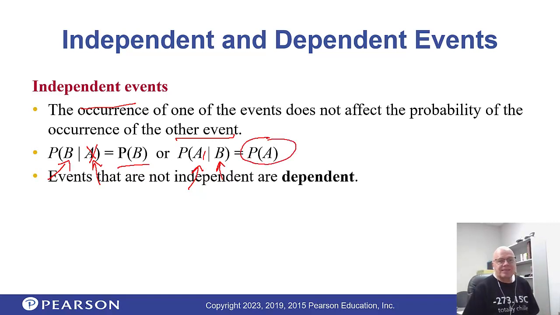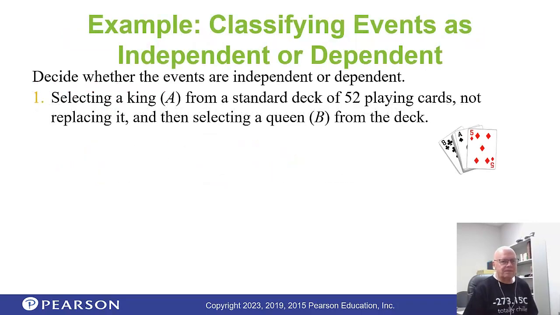And the nice thing is, if it's not independent, it's dependent. That makes sense, right? We're going to check and see whether the event is independent or dependent. Now what we're going to do is select a king from a standard deck. So this happens first. We don't replace it. Then we select a queen from the deck.